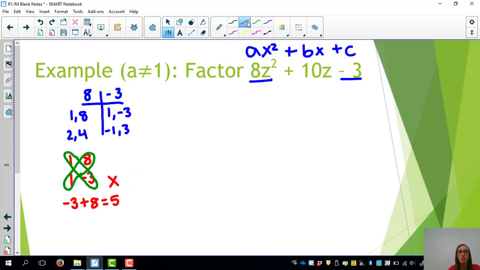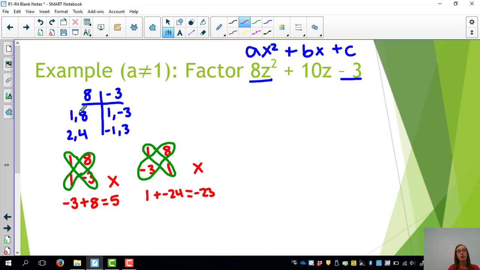Now we want to account for maybe the 8 gets multiplied by the -3. So I'm going to switch my bottom numbers and do -3 and 1 and try it again. So same factors, I'm just changing what I'm multiplying. So now 1 times 1 is 1 plus 8 times -3 is -24. Now 1 plus -24 is -23, so that does not work either. So that combination doesn't work.